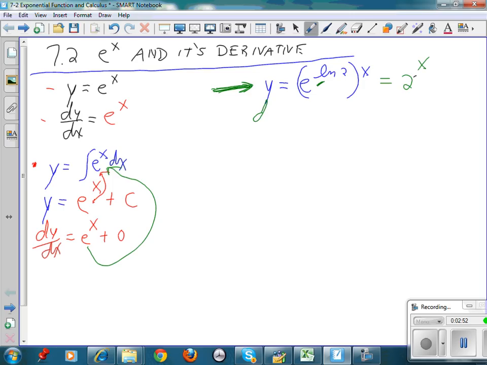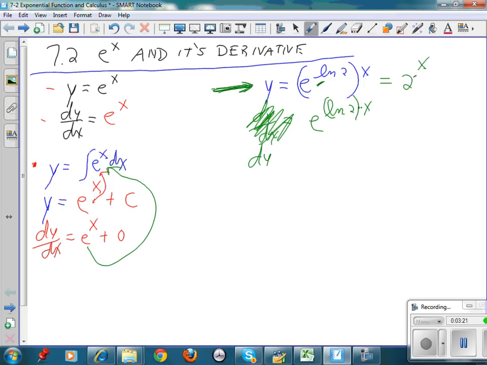What's the derivative of that? I'm going to say dy/dx is equal to what? Well, actually, before we do that, let's just rewrite this thing. This property of exponents tells us this is e to the natural log of 2 times x, okay? These are multiplied by each other. Now we can do a little chain rule action.